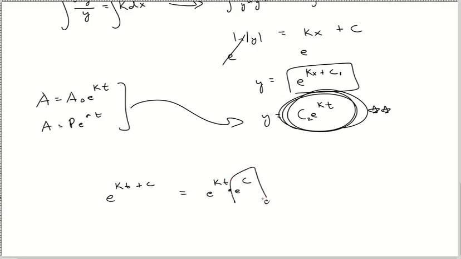Well, this e to the c here, that's e to a constant, is itself a constant. And so all I'm doing is putting that one in the front. And then I'm saying, well, you know what? This dude here, he's just a c. C absorbs all these constants.